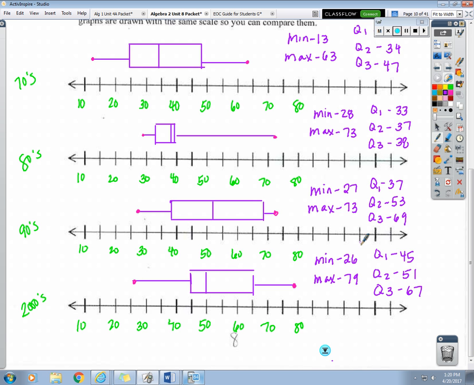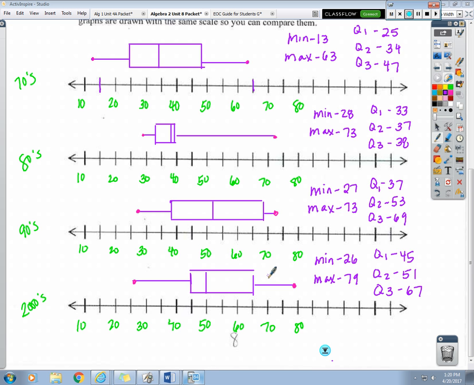Then we created the box and whisker plots because the minimum will be 1 whisker. It went all the way to 13. This is 15. And then the maximum went all the way to 63. This was 65, so 63 was right before it. And then your quartiles are the lines of the box. Quartile 1 was at 25, quartile 2 was at 34, and quartile 3 was at 47. Okay, so if you were here yesterday, that's where we got all of this.